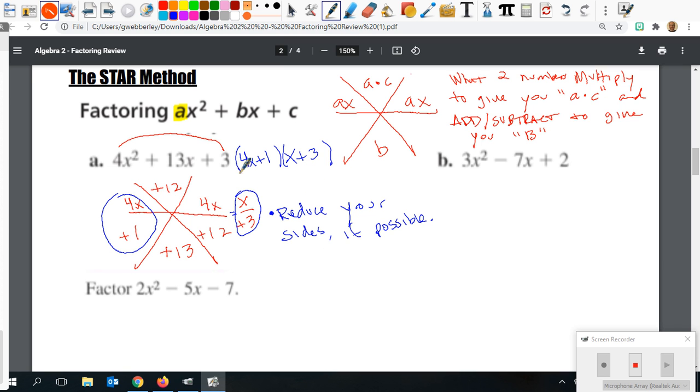That's the final factoring of the star method with this trinomial, with this a number of 4. We could check this by multiplying. 4x times x is the 4x squared. The outside's 12x, inside's 1x, which makes 13x when I combine them. And 1 times 3 is 3, for that last term, c.